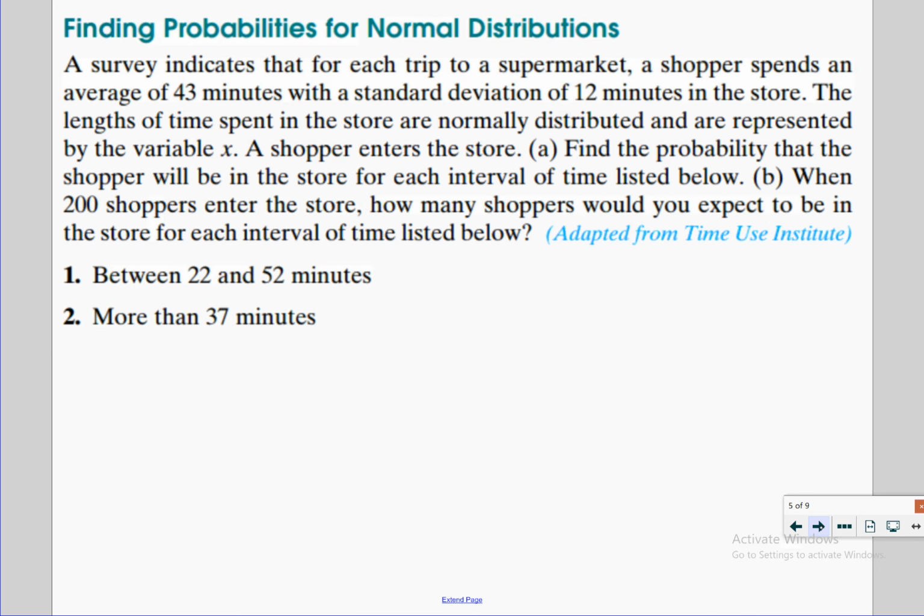A survey indicates that for each trip to a supermarket, a shopper spends an average of 43 minutes, with a standard deviation of 12 minutes, in the store. The lengths of time spent in the store are normally distributed and are represented by the variable x. A shopper enters the store. Find the probability that the shopper will be in the store between 22 and 52 minutes, and more than 37 minutes. Then we're going to use that information to figure out, if 200 shoppers enter the store, about how many we would expect to be in there for that length of time.